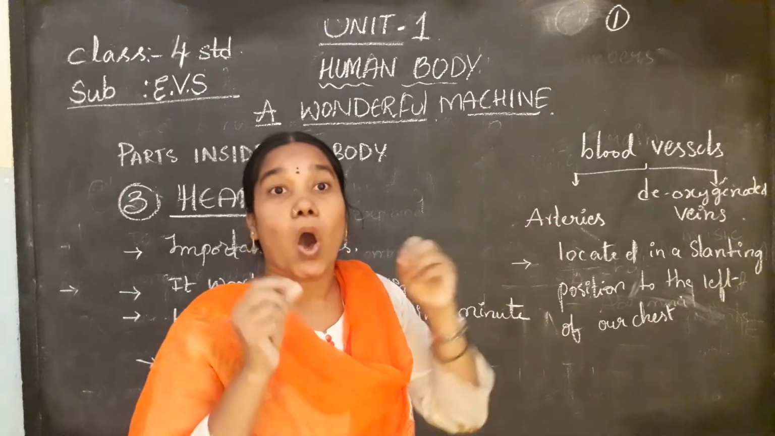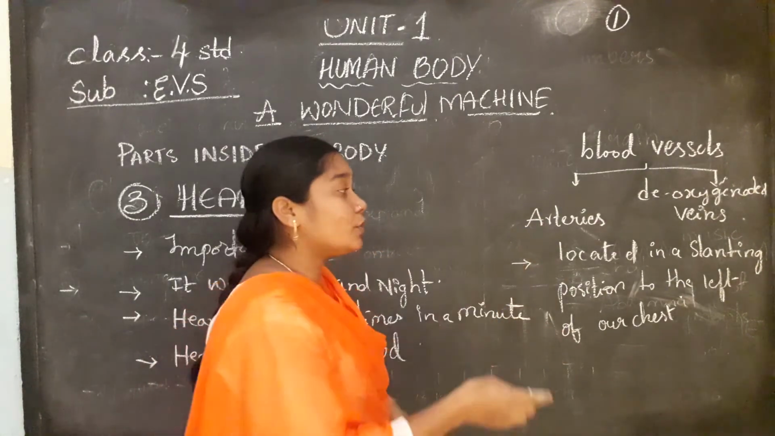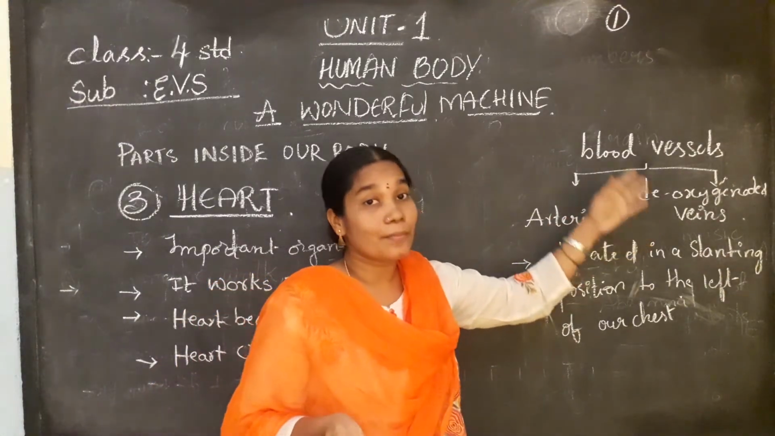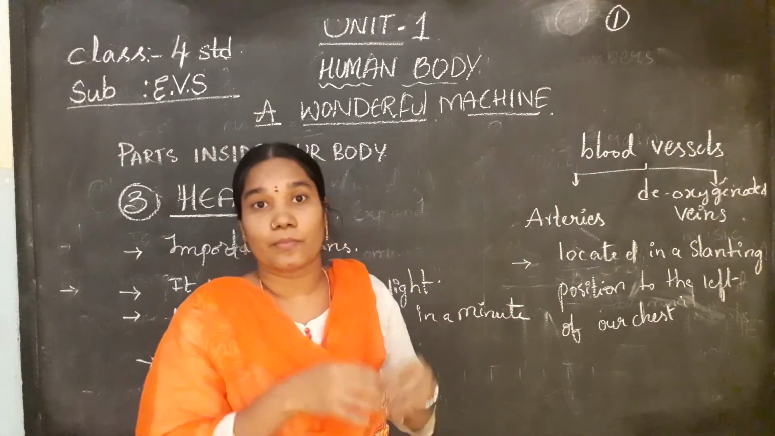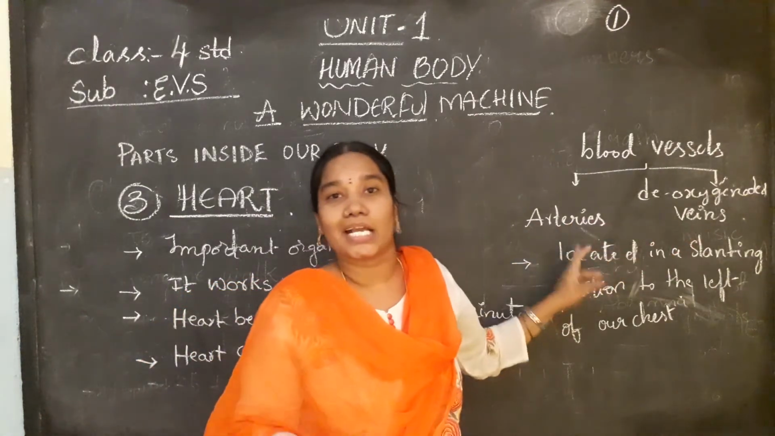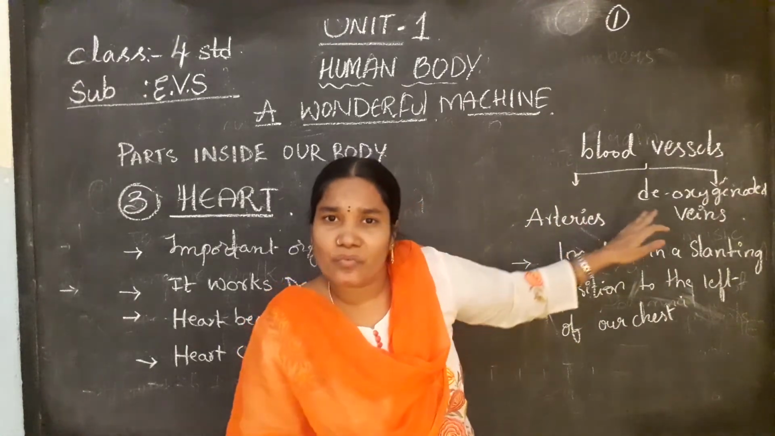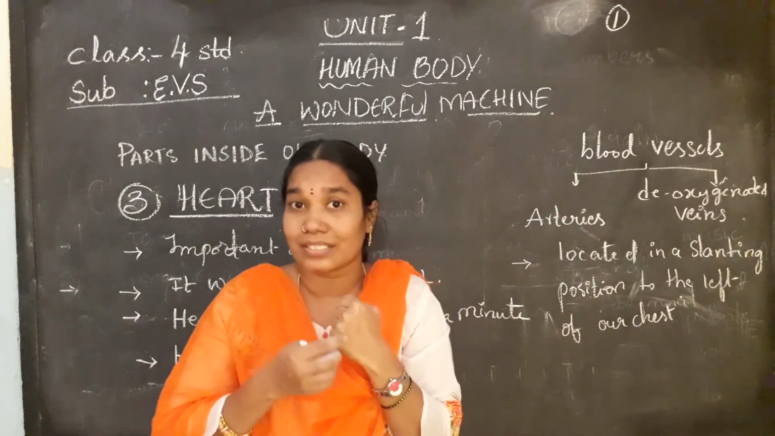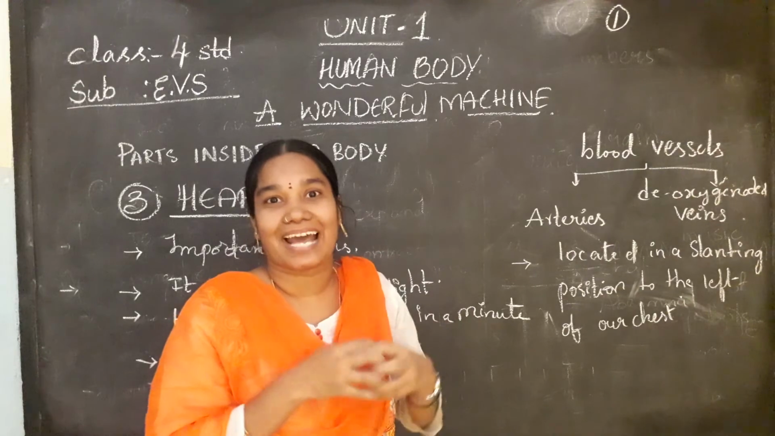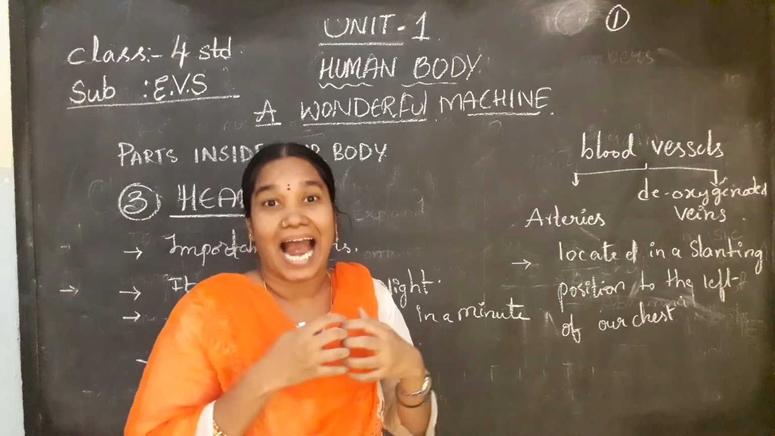Arteries will supply the oxygenated blood to all the body parts. So arteries give the blood from the heart to all the body parts, and veins bring the deoxygenated blood from all the body parts to the heart. These play a major role in the supply of blood. Blood vessels are arteries and veins. Veins you can see below the skin, but arteries are present between the muscles because they are very strong, as they have high pressure.